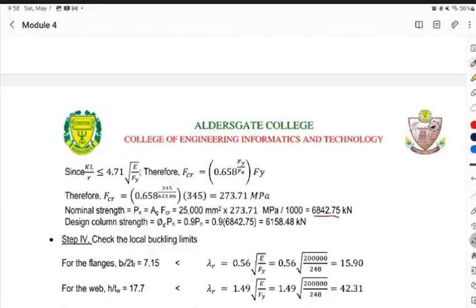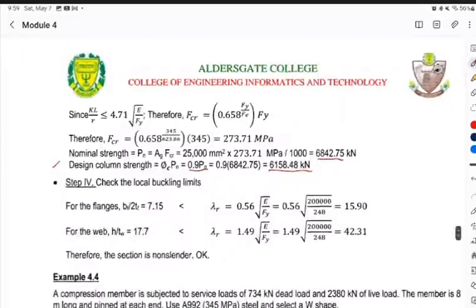So considering LRFD, design column strength, we multiply that by 0.9, then we have 6,158.48 kilonewton. That's the capacity for LRFD. Now, we check for local buckling limits.